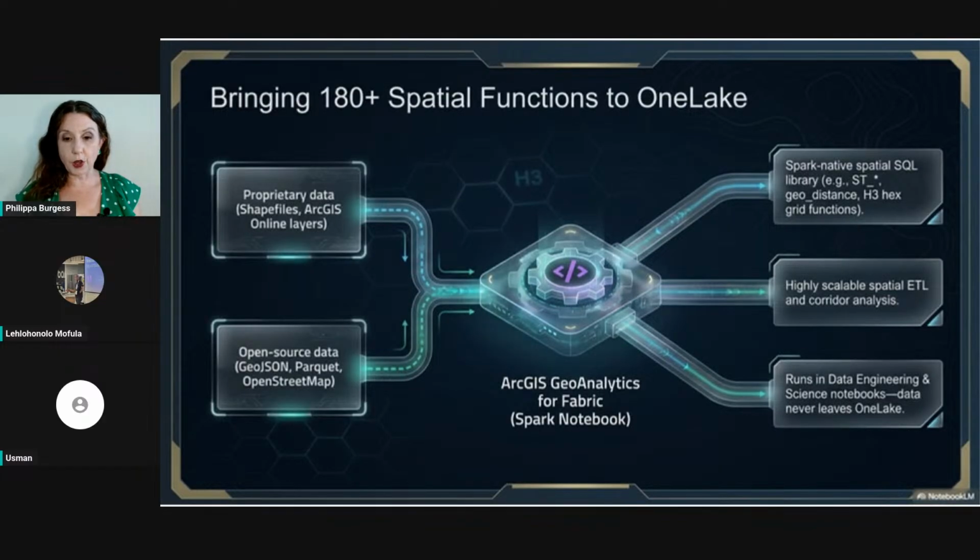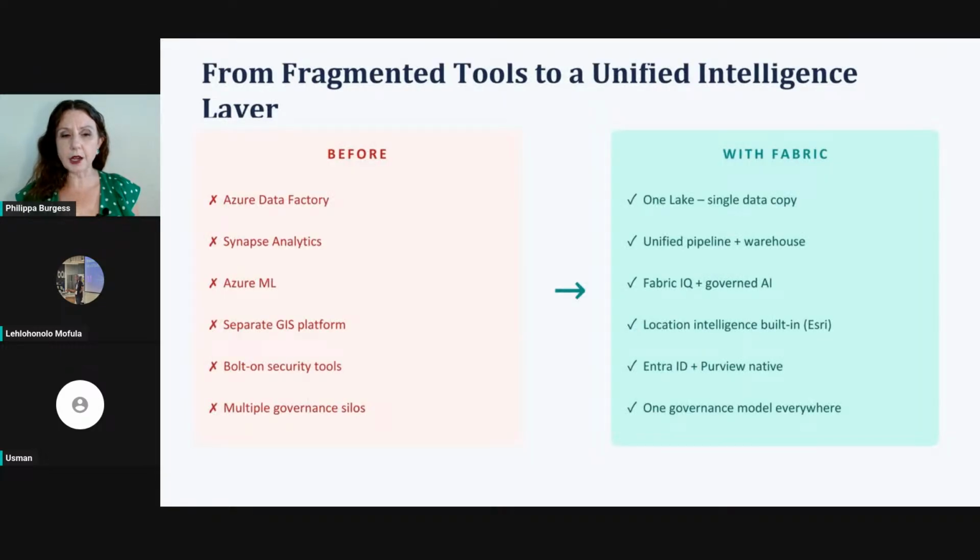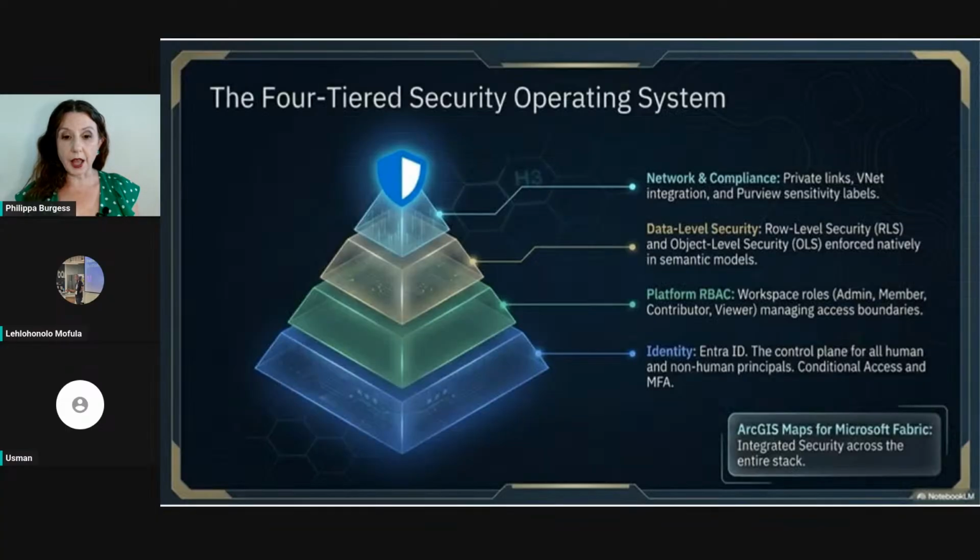And just knowing that when we're looking at location intelligence, that now brings over 180 spatial functions to OneLake. So there's proprietary data, open source data, Spark native spatial SQL libraries, highly scalable ETLs and corridor analysis, and it runs in data engineering and science notebooks. So the data never needs to leave OneLake. So we've seen that it's gone from fragmented tools to a unified intelligence layer. You've got OneLake as a single data copy, unified pipeline and warehouse, Fabric IQ and governed AI, and location intelligence is built in now with Esri. So integration: your Entra ID and Purview native, and one governance model everywhere.